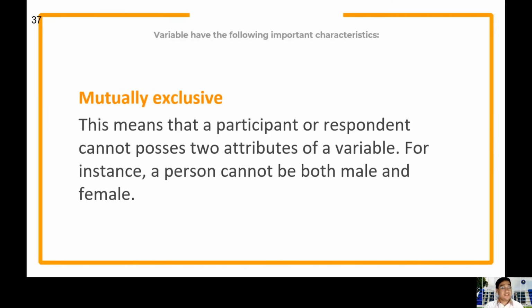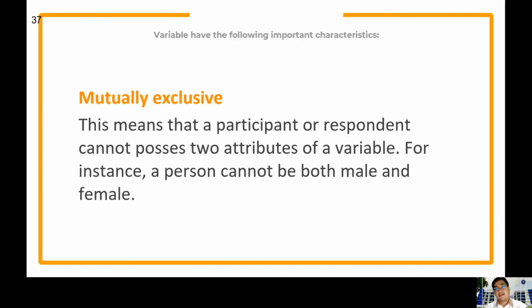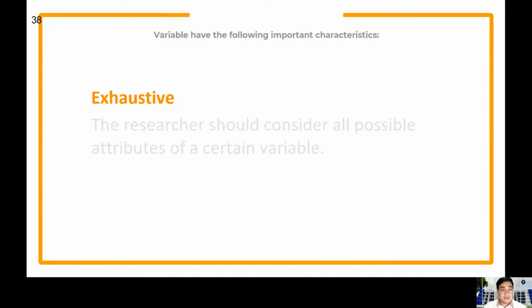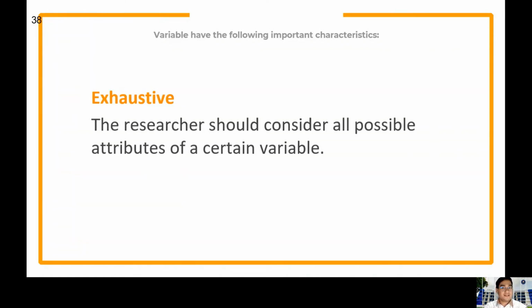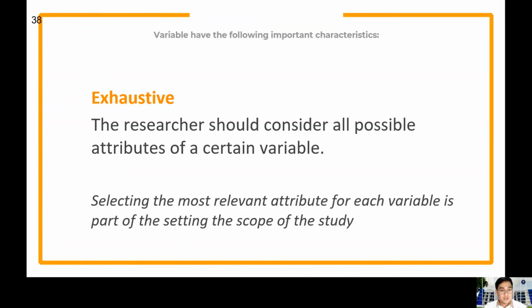Next is mutually exclusive. This means that a participant or respondent cannot possess two attributes of a variable. For instance, a person cannot be both male and female. If your variable is age, a person cannot be part of two age groups at the same time. Next is exhaustive. The researcher should consider all possible attributes of a certain variable. So selecting the most relevant attribute for each variable is part of setting the scope of the study. Basically, for exhaustive, you have to exhaust all the parts of your variables.